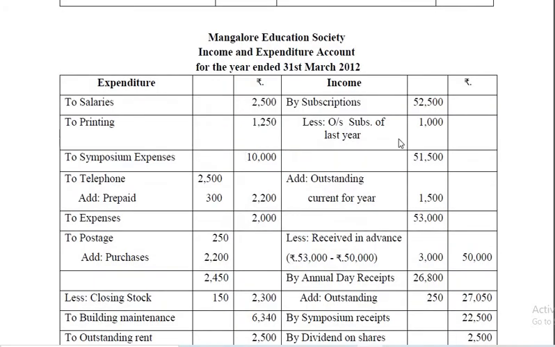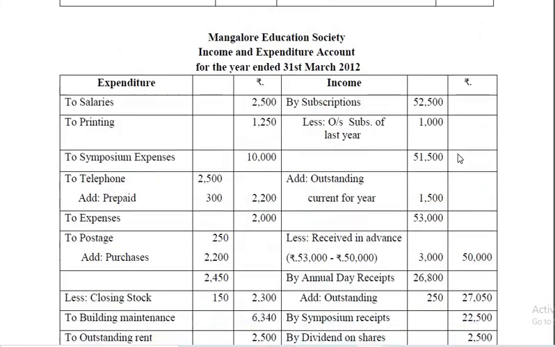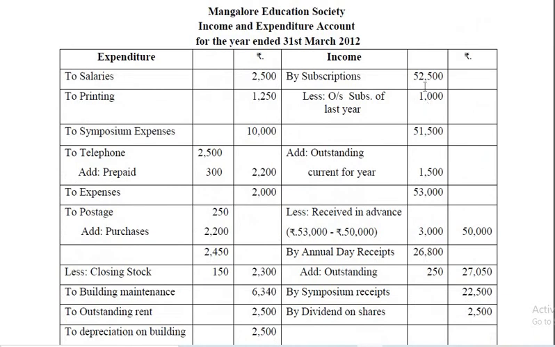We'll move on to the income and expenditure account. Subscription 52,500. It is there in the receipt side of receipts and payment account. Outstanding subscription of last year 1,000. See here, it is here. So it is received in the year, therefore it is not relating to current year, deduct it. The outstanding for the current year 1,500 is given in the adjustment. So 53,000 rupees will be the total.